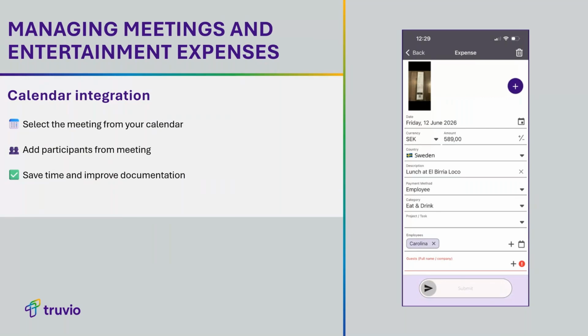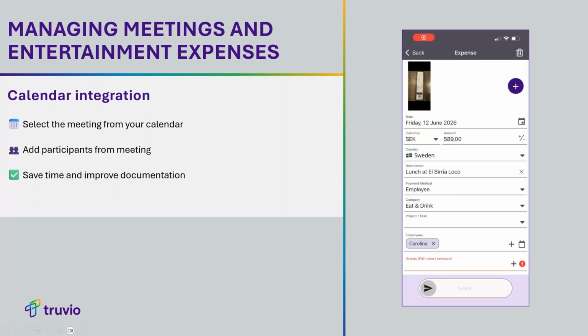So instead of manually entering all of that information, you can use the calendar integration in the app. So by selecting the relevant meeting from your calendar, the participants can be added automatically to the expense. So for employees who frequently attend customer meetings or lunches or events or anything where you need to add guests, for example, this can help you save some time.